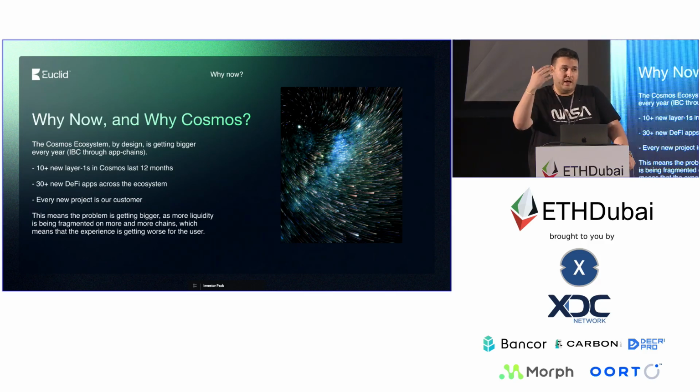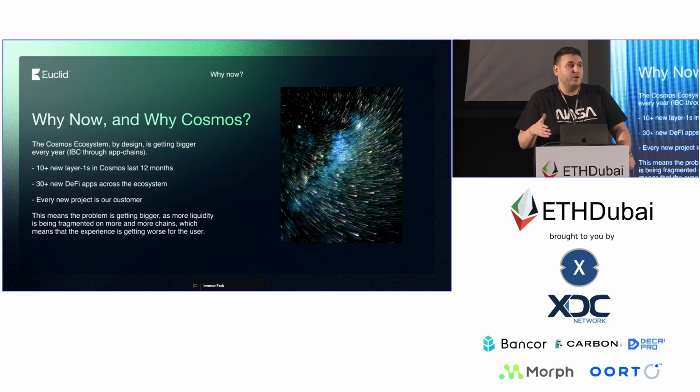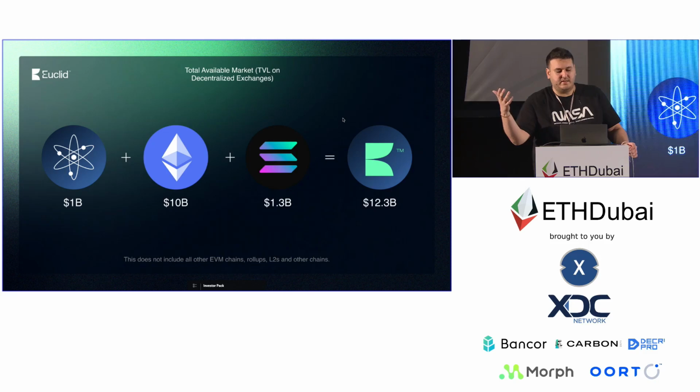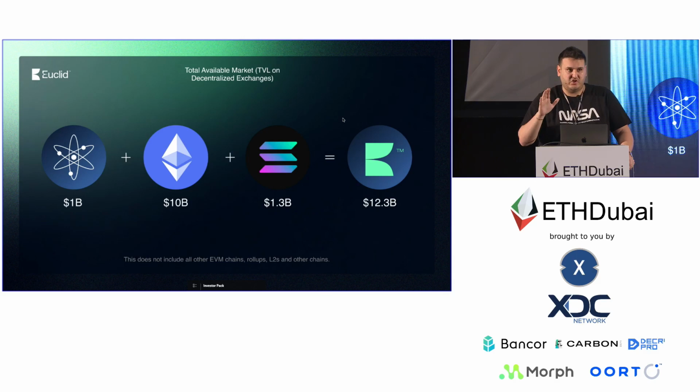Also, Cosmos has IBC, which is inter-blockchain communication, which allows all the chains to communicate really easily without any centralized bridge. And you can go outside of Cosmos as well, to EVM, Solana, whatever you want. This is the total available market: on Cosmos you have 1 billion in TVL in decentralized exchanges only. On Ethereum you have 10 billion, Solana 1.3 billion, and that's excluding rollups, L2s, Polygon, all of that stuff. So the market is big, but it's all fragmented. We're trying to unify all of this.